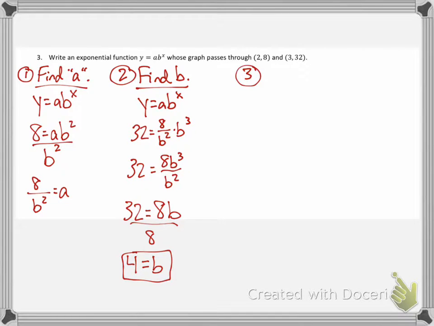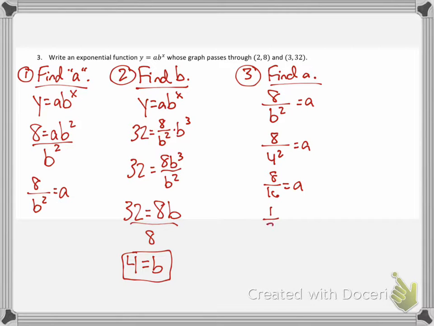So now that we have that, let's go ahead and find a. We had 8 over b squared equals a. So 8 over 4 squared, which would be the same as 8 over 16. If you do get a fraction, that doesn't mean you did it wrong. If you get a really weird fraction, like out of 7 or out of 35 or something weird like that, you probably did something off. But some of these problems you might see a half, you might see thirds or fourths. That's okay. 8 over 16 is the same as 1/2, and that would be your a value.